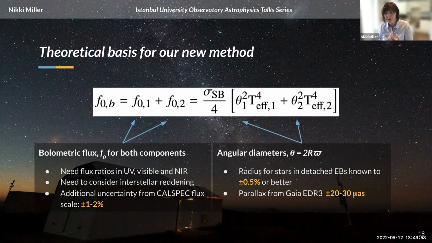So we need as many of these measurements as we can throughout the optical range. We do also need to consider the interstellar reddening because we are dealing with photometry here. And we do have an additional uncertainty that comes from the Vega flux scale that we can't avoid.